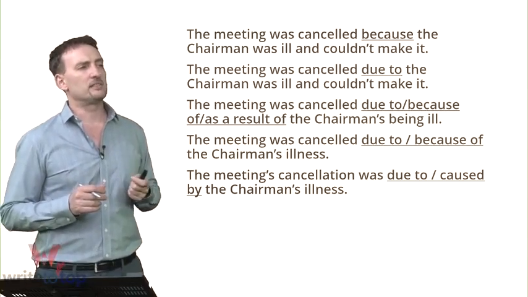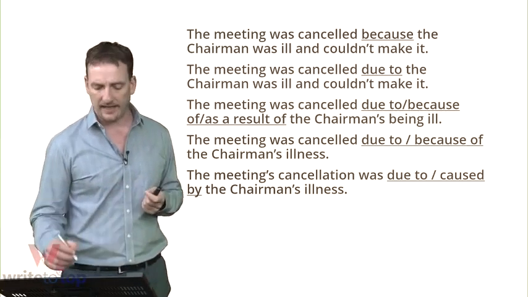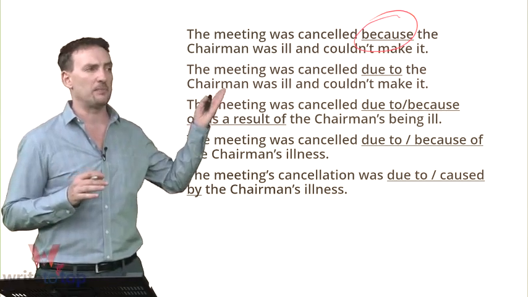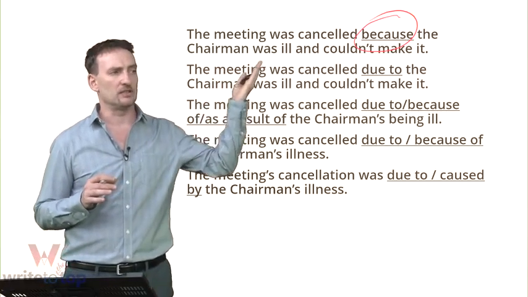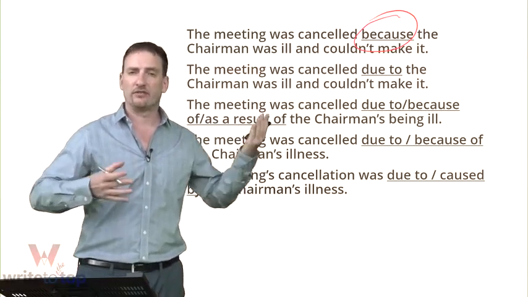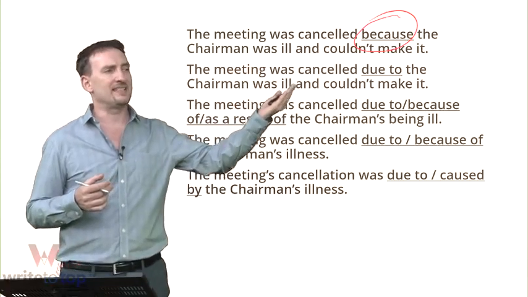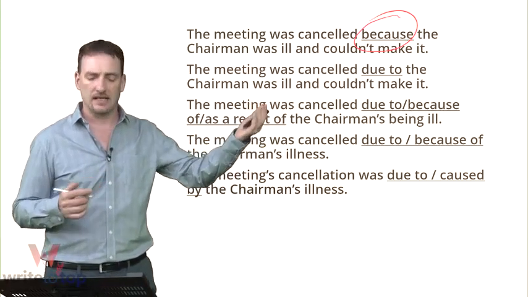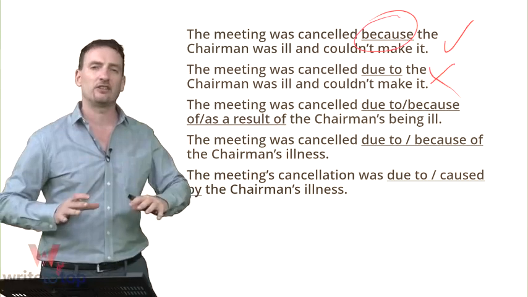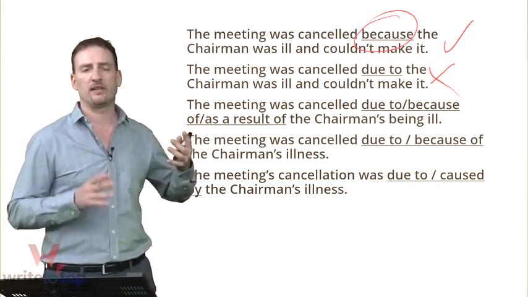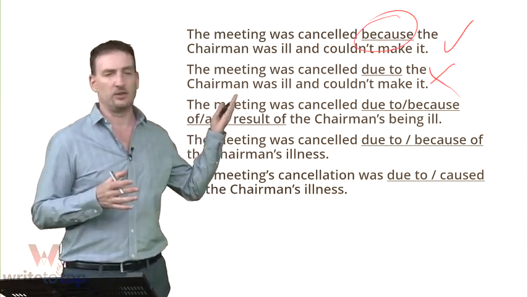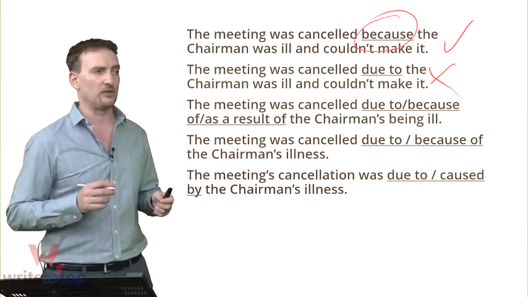The meeting was canceled because the chairman was ill and couldn't make it. So we're using because. We're using the adverb conjunction, and I'm following it by chairman was ill. So subject, verb. I have a full dependent clause following it. The meeting was canceled due to the chairman was ill. So this sentence is definitely incorrect, and you will lose points for it because you don't understand that due to is not a conjunction. And I do see this quite often. Be very careful about it.